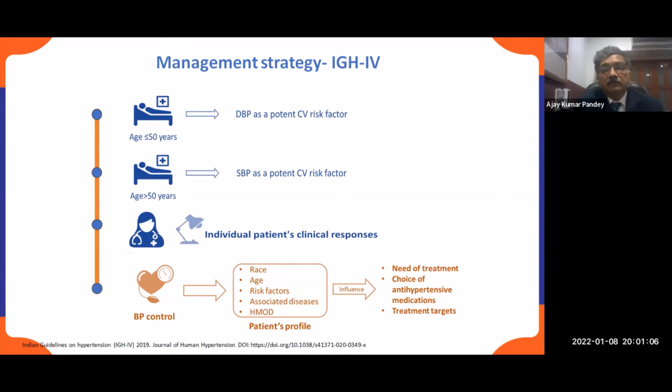And regarding management strategy as per the Indian guidelines of hypertension, at age less than 50 years, diastolic blood pressure is a potent risk factor. At age more than 50 years, systolic blood pressure is a potent risk factor. Individual patients' clinical responses have to be seen, and with the blood pressure control, you have to look for race, age, risk factors, associated disease, and the other factors which influence the choice of antihypertensive medications.